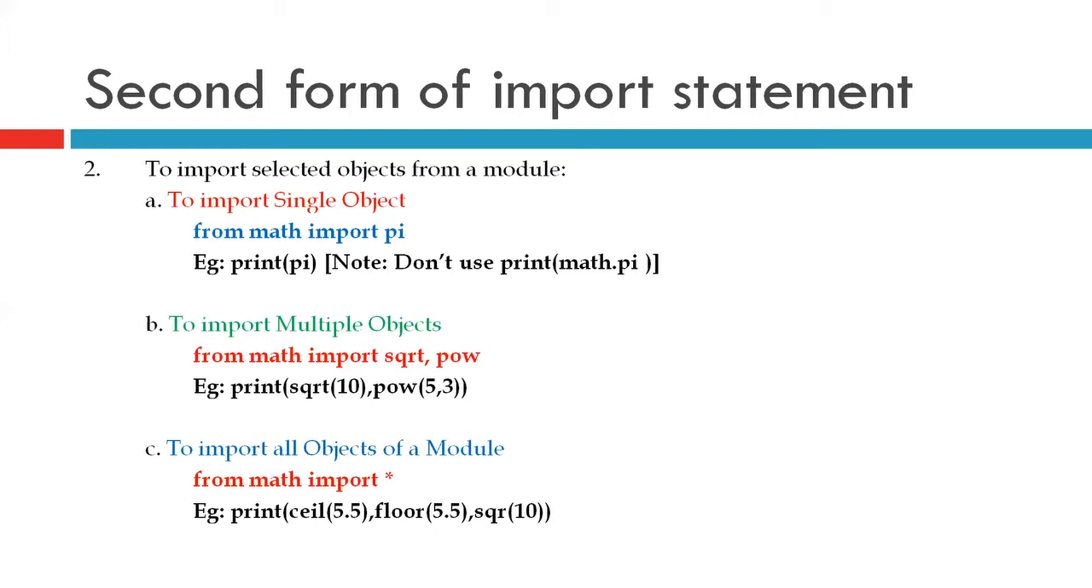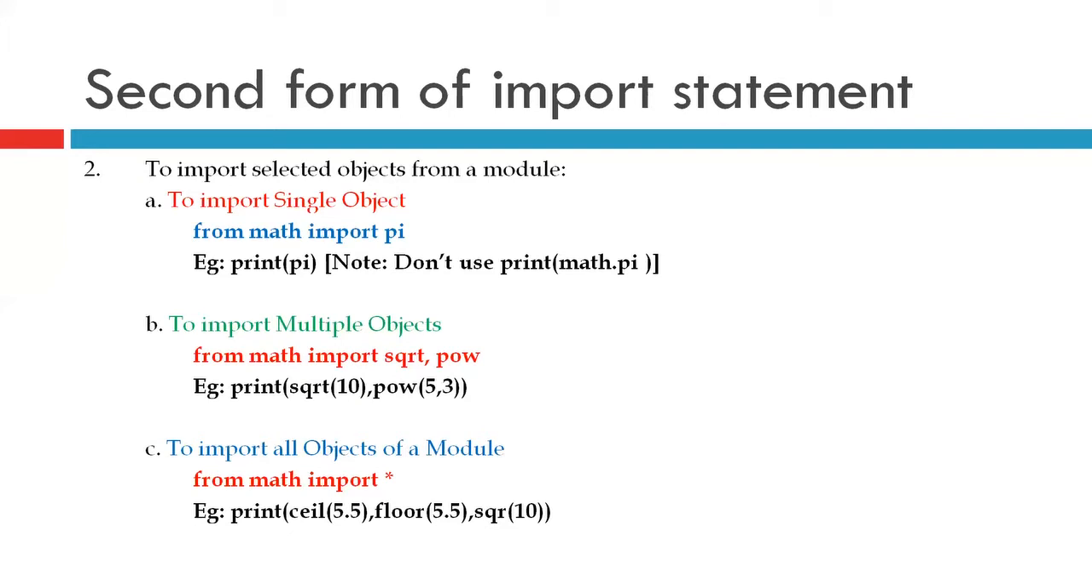So from the statement itself, it is clear that from is the keyword. Which module name? Math is the module name. What are you going to import? Import the specific object, namely pi. This is for importing a single object.